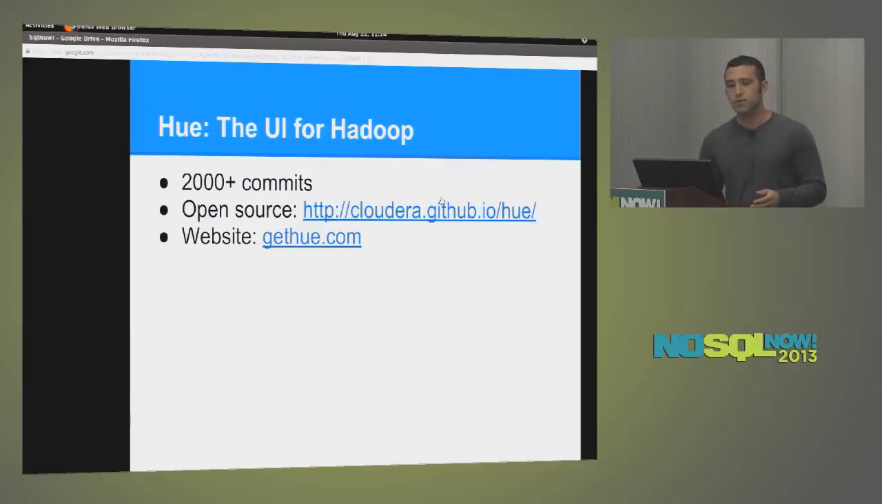Let's see. So Hue has over 2,000 commits. It's an open source project. You can download it from gethue.com. We do a lot of video tutorials on there as well. So if you need an introduction on how to do things in Hue, how to work with all of the different components, that's all on gethue.com.